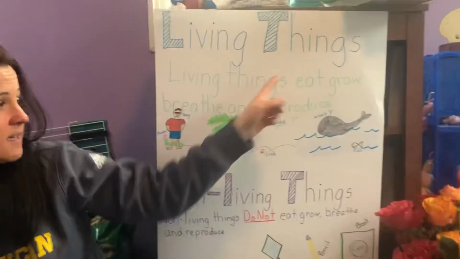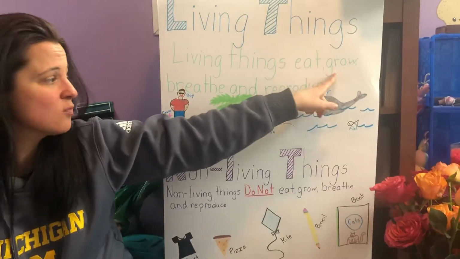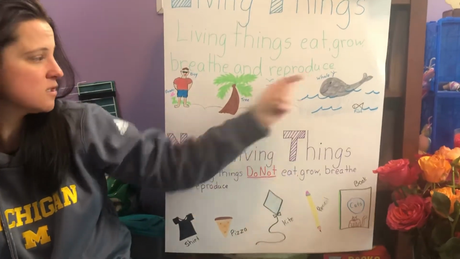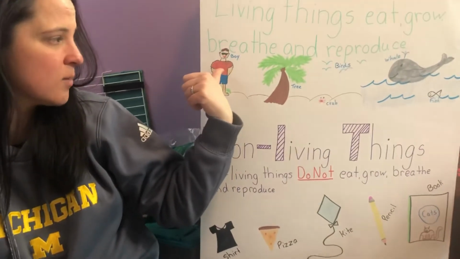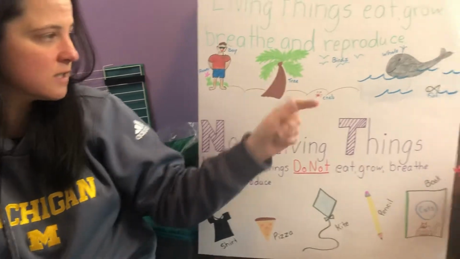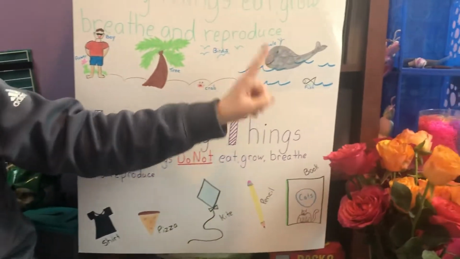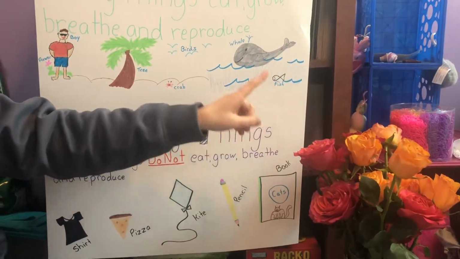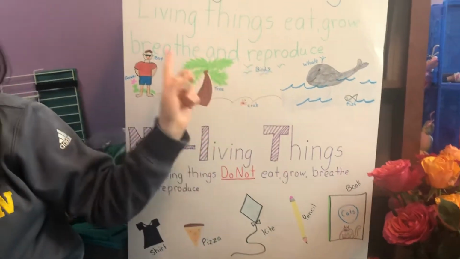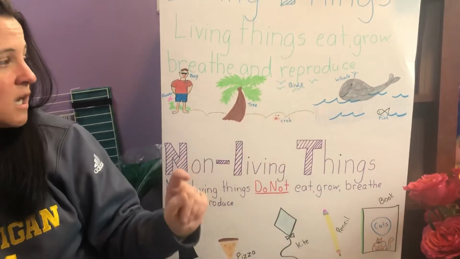So if we look at my board right here, I've got living things. Living things eat, grow, breathe, and reproduce. So I've got a person, a flower, a tree, a bird, a crab, a whale, and a fish. They all eat, grow, breathe, and reproduce.